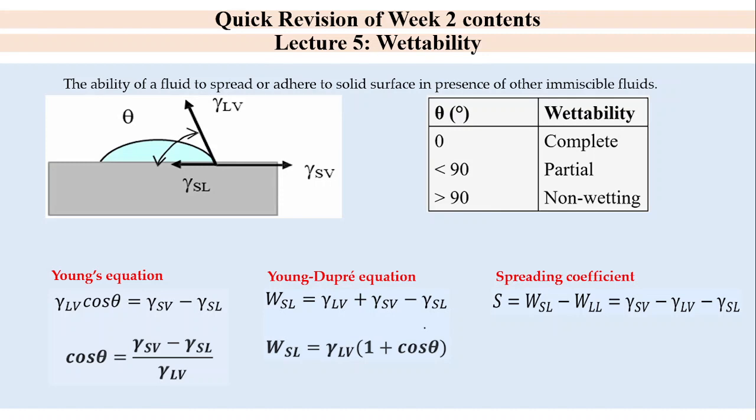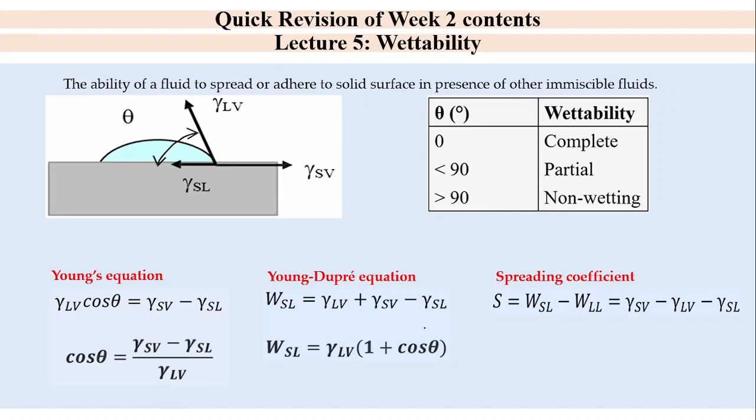Next, we also studied Young's equation, which gave the relation between the contact angle and the interfacial tension. That is, cos theta is equal to gamma SV minus gamma SL divided by gamma LV. Also, the Young-Dupré equation gave the relation between work of adhesion, the interfacial tension and the contact angle, which is WSL is equal to gamma LV bracket 1 plus cos theta.